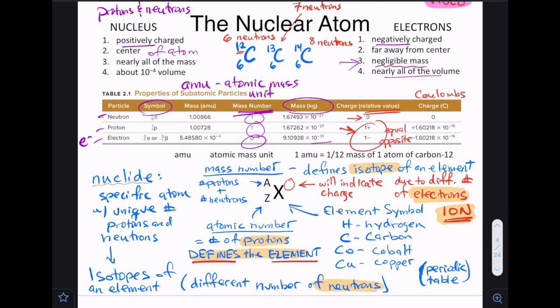And the example I showed in the video is for carbon. There are 3 isotopes of carbon: carbon 12, carbon 13, and carbon 14. They're all carbon because they all have 6 protons, but they each have a different number of neutrons, so they have a different mass number. And sometimes isotopes are radioactive, sometimes they're not. Unfortunately, we won't be talking much about radioactivity in this class.